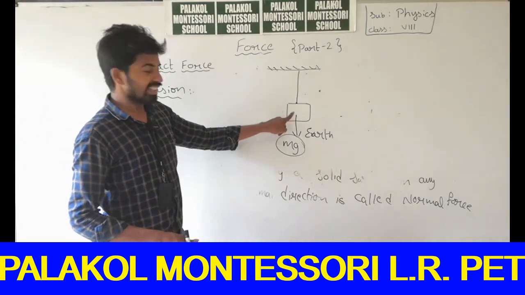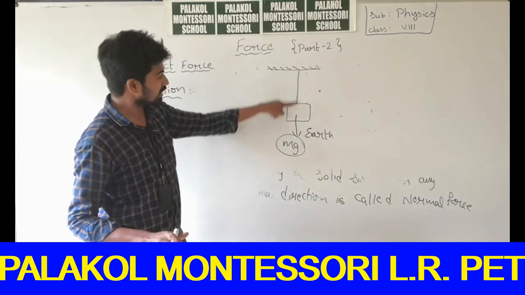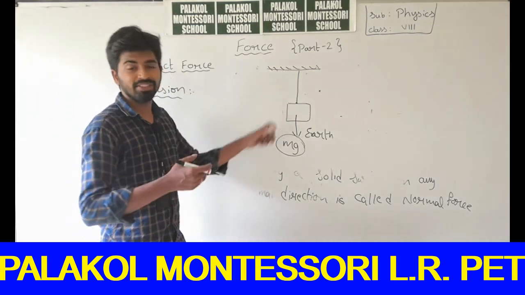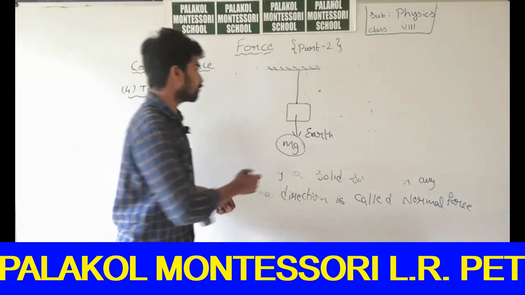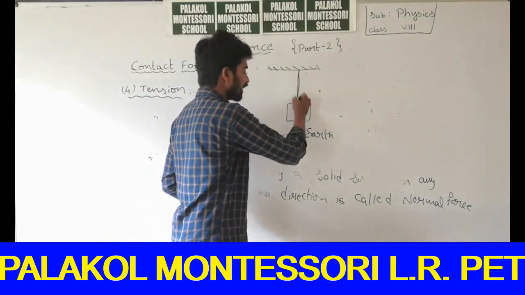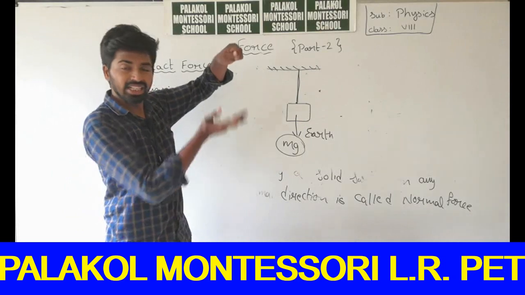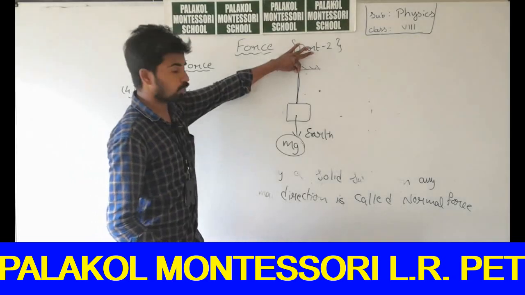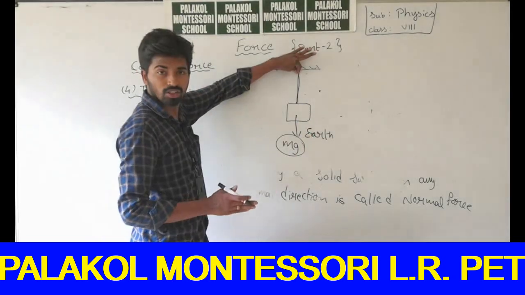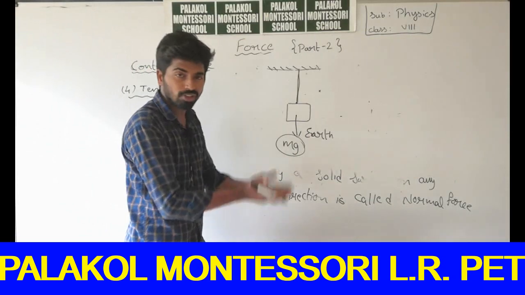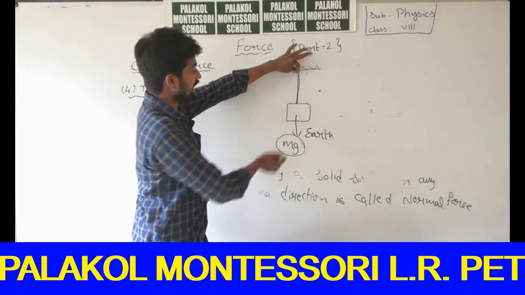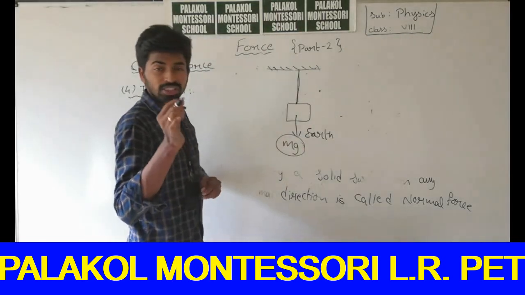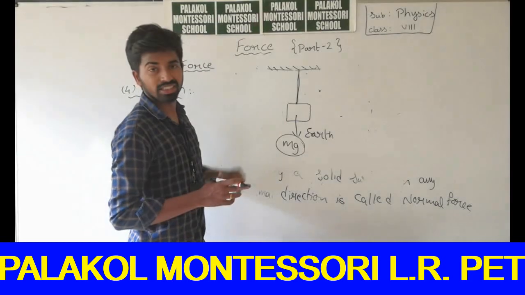But this object does not fall. Some force keeps this object at this position. Some force prevents the object from falling. What is that force? That force is along the thread. If you tie a thread to this object and hold it like this, the object does not fall. If you release it, the object falls down. So, the force that keeps this object like this is along the thread.